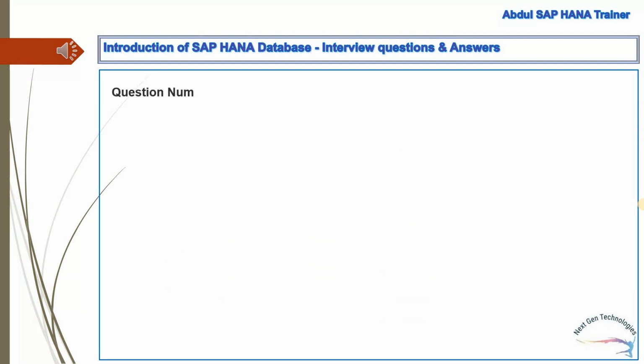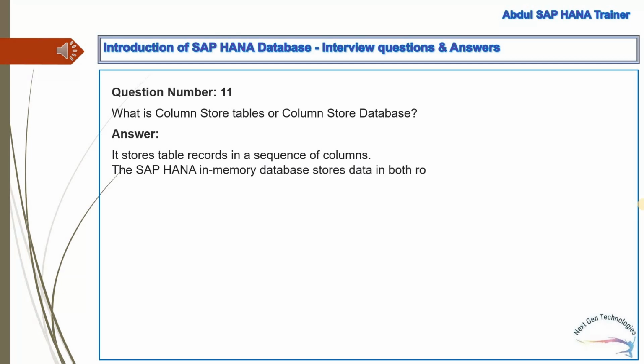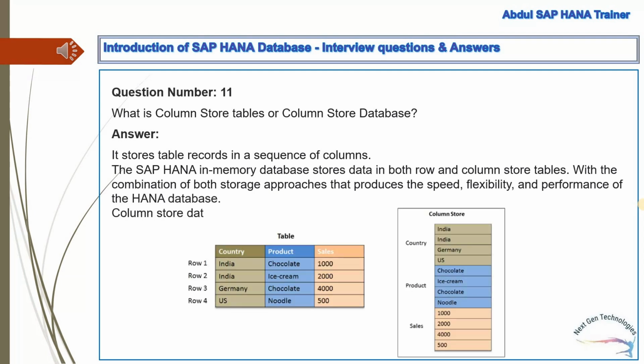Question number 11. What are column store tables or column store database? Answer. It stores table records in a sequence of columns. The SAP HANA in-memory database stores data in both row and column store tables. The combination of both storage approaches produces the speed, flexibility, and performance of the HANA database. Column store database is the default option in HANA.